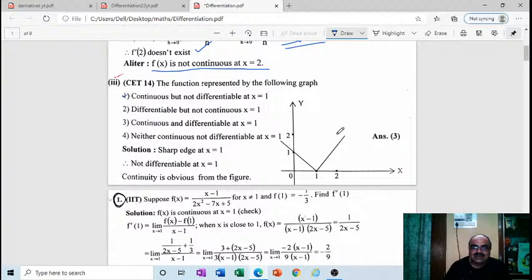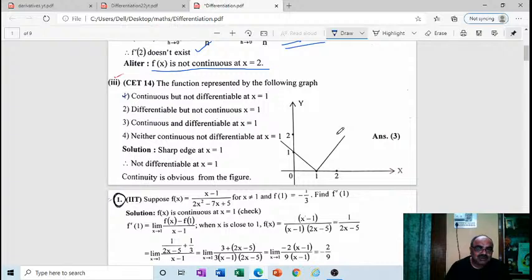So what is the value that needs to be taken up here, or how do we define this? You can see it on the x-axis at x equal to 1, there is a sharp edge. Therefore, it's not differentiable at x equal to 1.